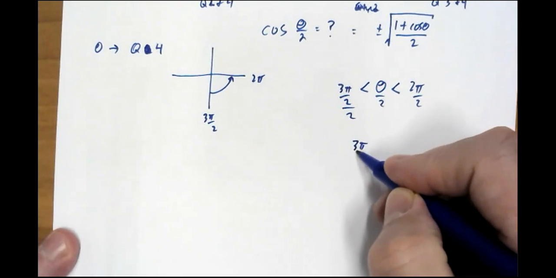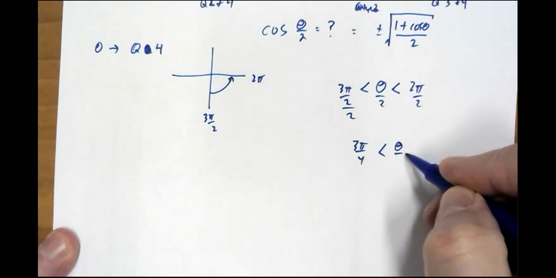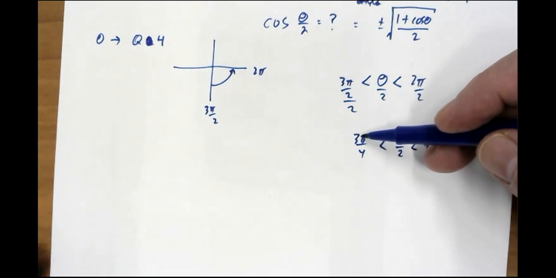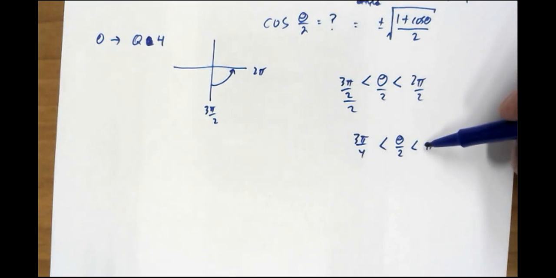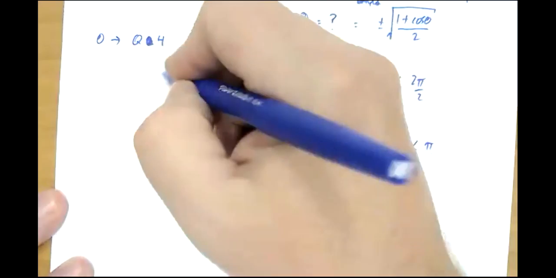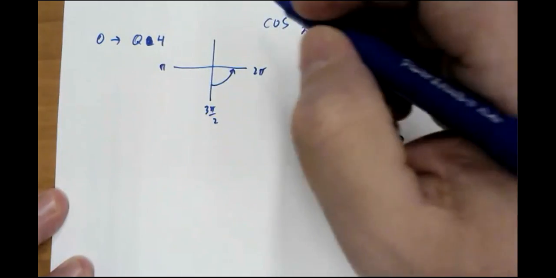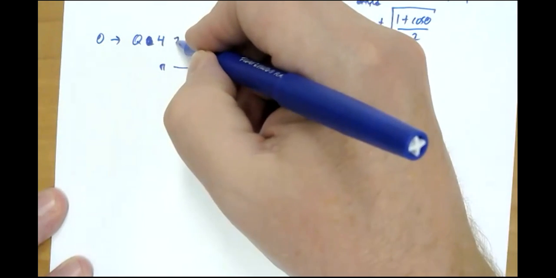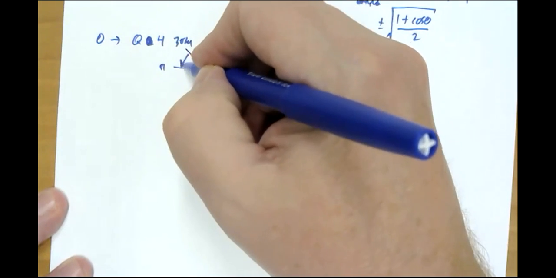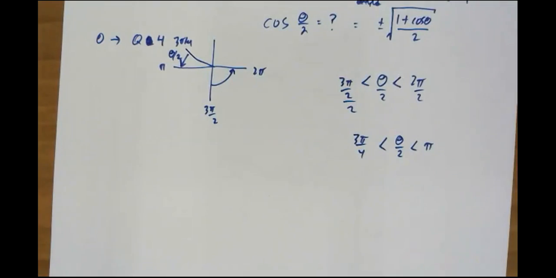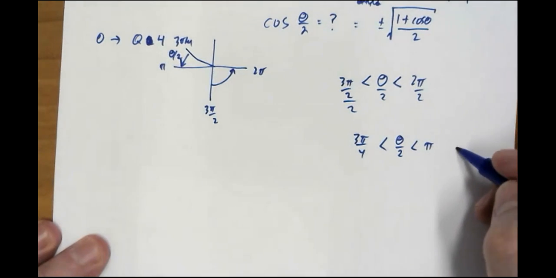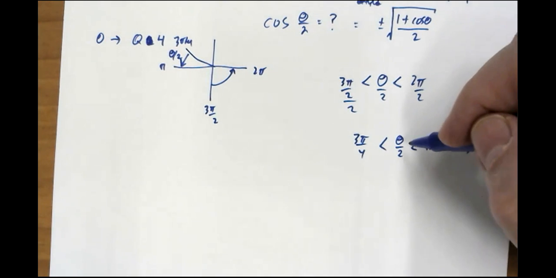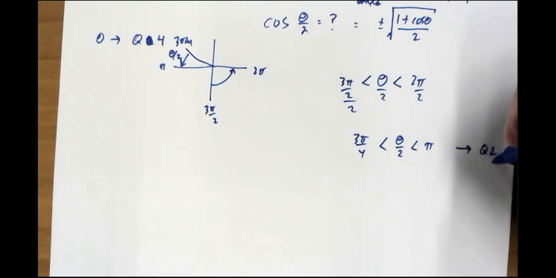This ends up becoming 3 pi over 4. And this ends up being pi. So the half angle is greater than 3 pi over 4, but less than pi. Now, where is that? Well, pi is right here. 3 pi over 4 is right here. So theta over 2 is there, which means it's in actually quadrant 2. So we've determined that theta over 2 is in quadrant 2.